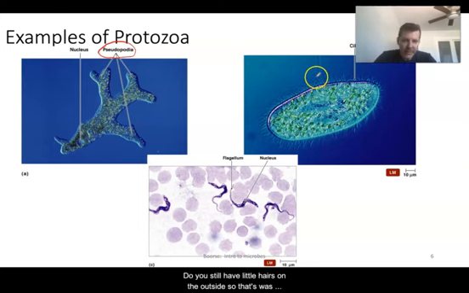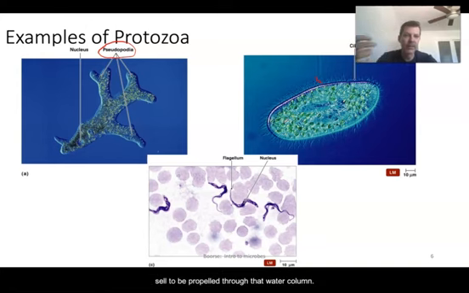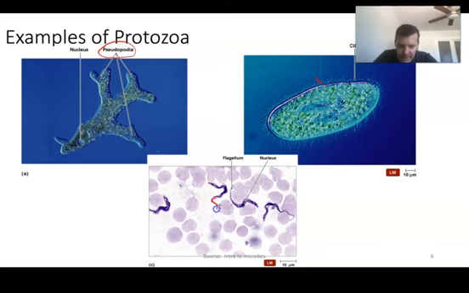These, though, have little hairs on the outside, so a single one would be a cilium, but collectively all those little hairs are called cilia. They can beat and wave, and so in a fluid-filled environment it would allow that cell to be propelled through that water column. And then lastly, this extension is a flagellum, singular, so all of these together would be flagella, plural.